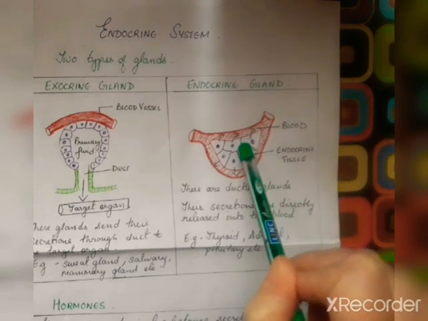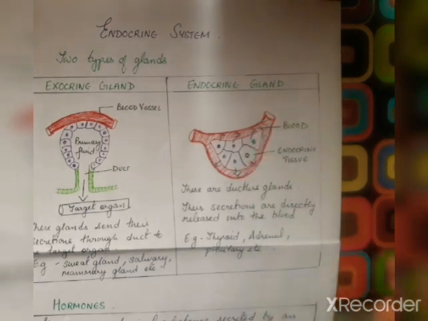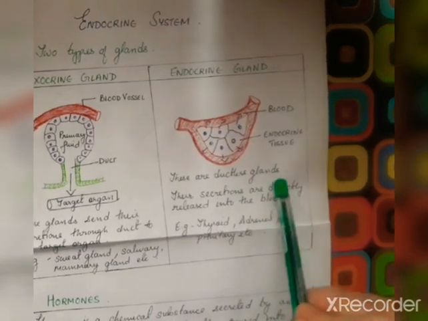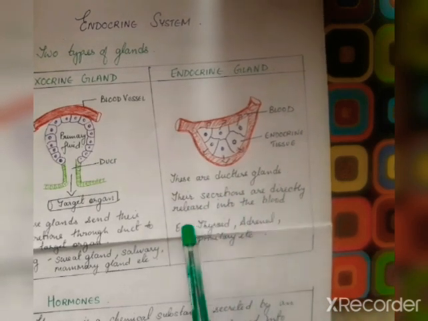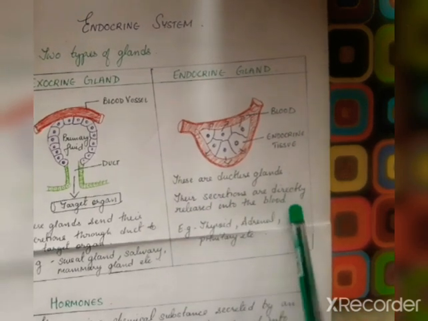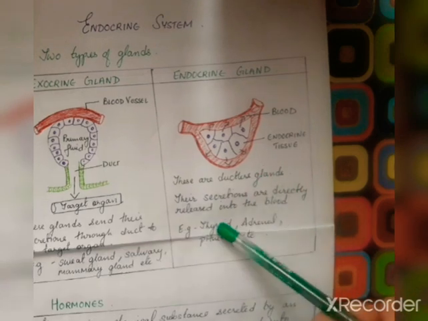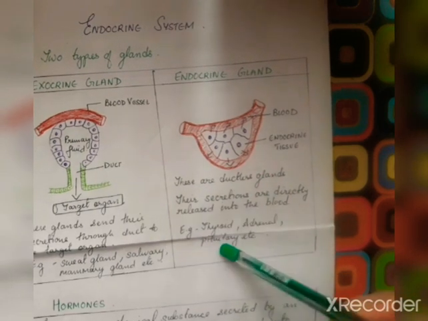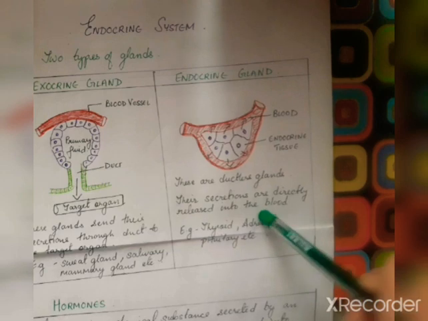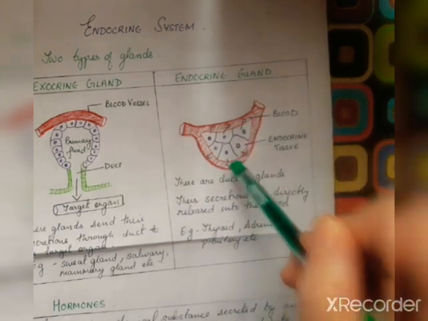It is a ductless gland. Endocrine glands are ductless glands. The secretions are directly released into the blood. There are so many endocrine glands: thyroid gland, adrenal gland, pituitary gland, and so many glands which we are going to do one by one.